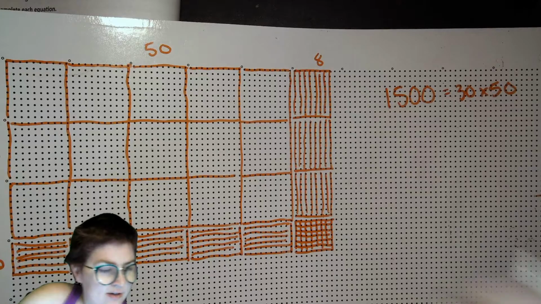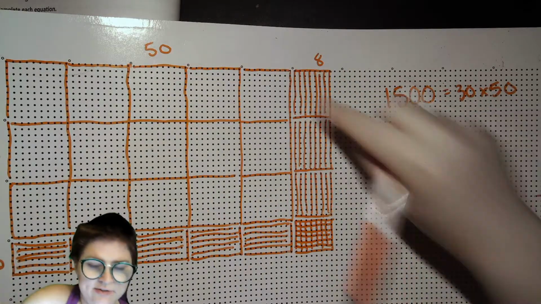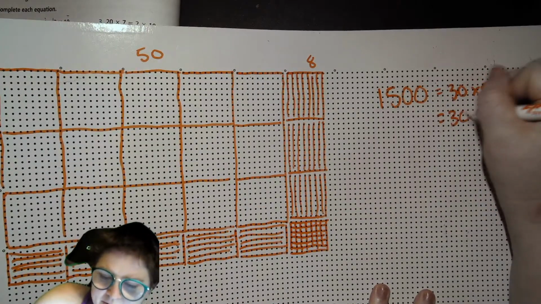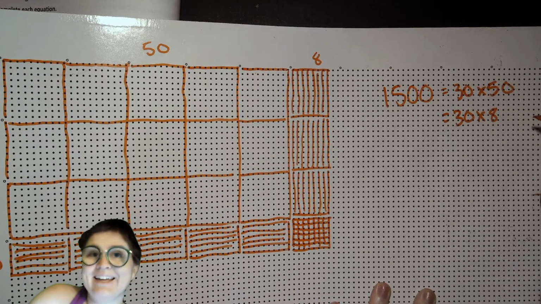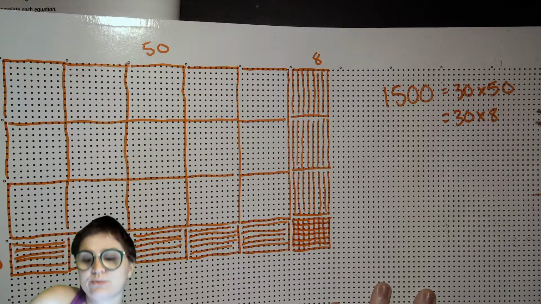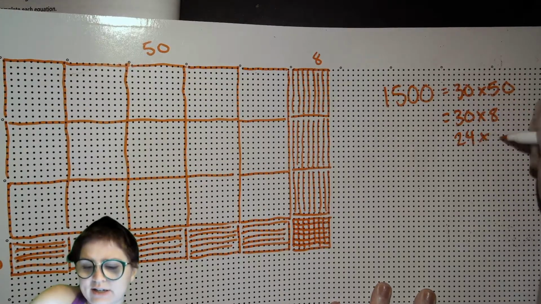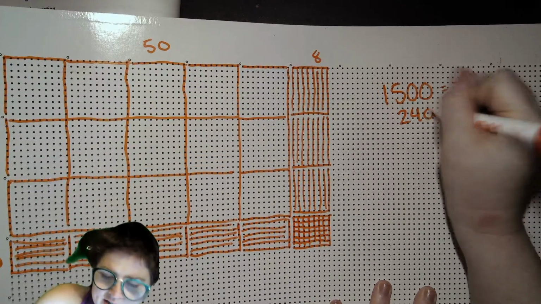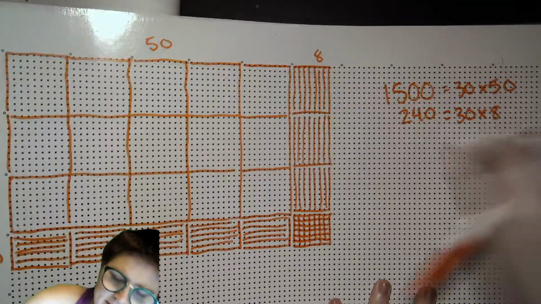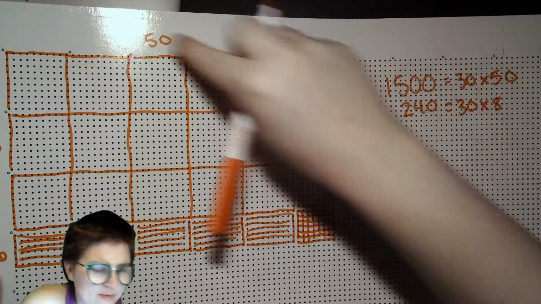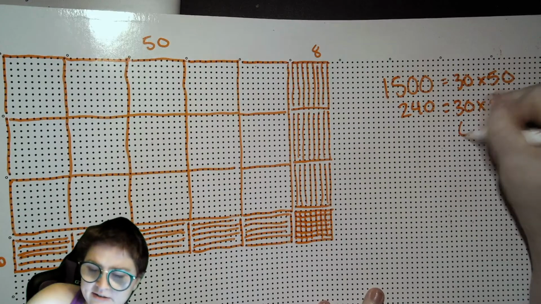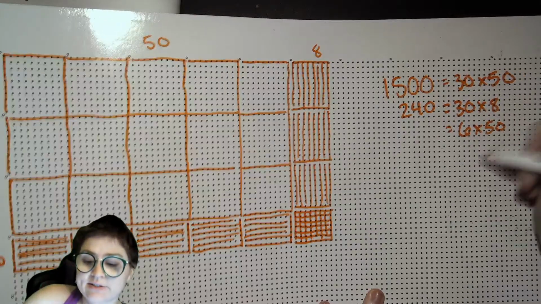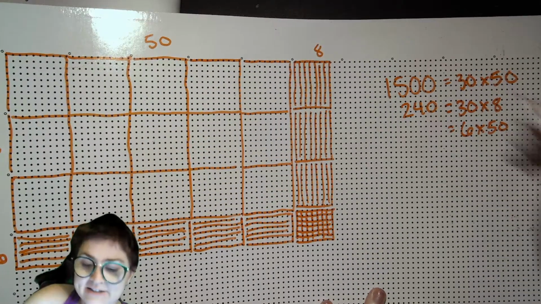Then over here, we have our 30 times our 8. So 3 times 8 is what? 24 times 10, because we're talking about 3 tens, not just 3 ones. So that's 240. Over here, we're going to do our 6 times 50. I'm going to do 6 times 5 and then times that by 10, right? So 6 times 5 is 30. 30 tens is 300.